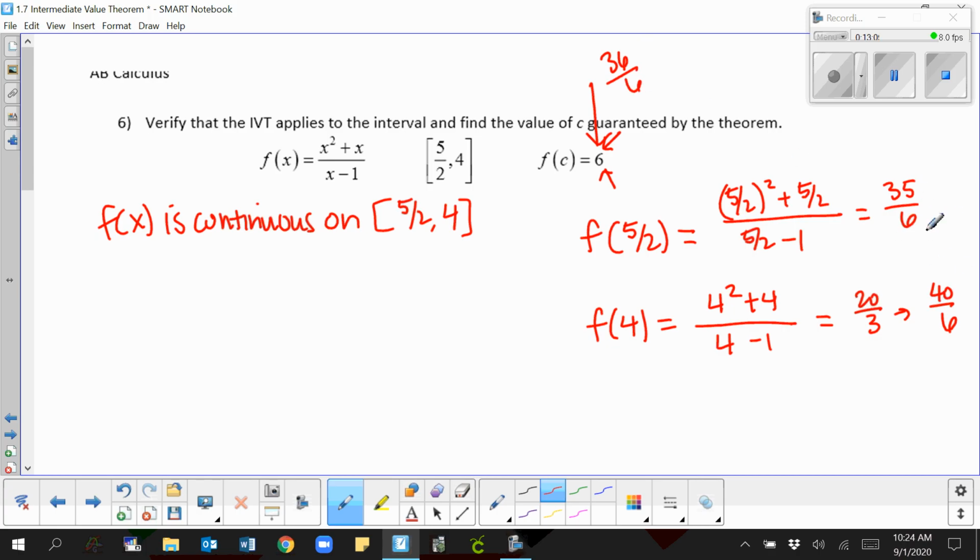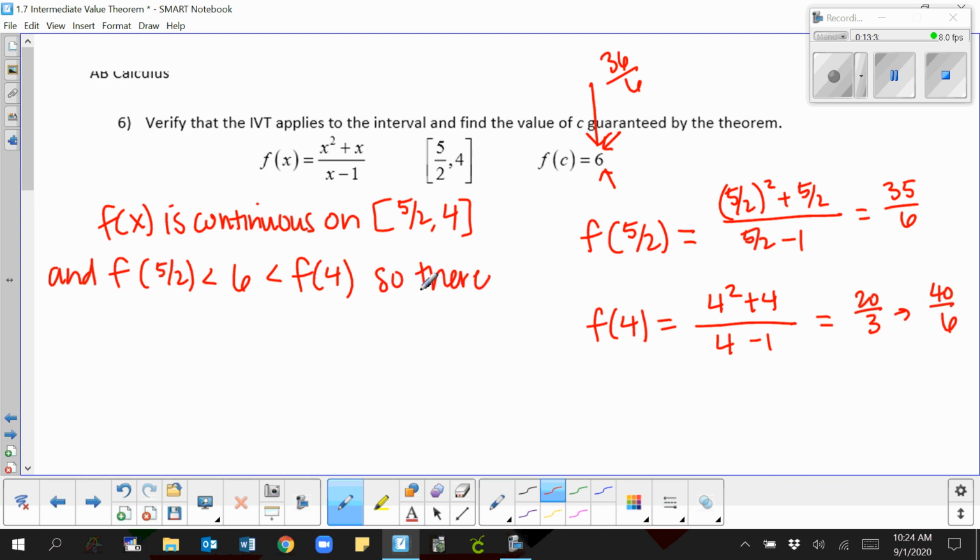And remember that 6 is 36 over 6, so that's in between these two. I've got 35 and 40, 36 falls in between there. So I can say that f of 5/2 is less than 6, which is less than my f of 4. So f is continuous on this interval, and f of 5/2 is less than 6, which is less than f of 4.